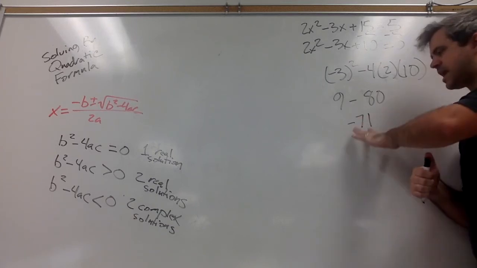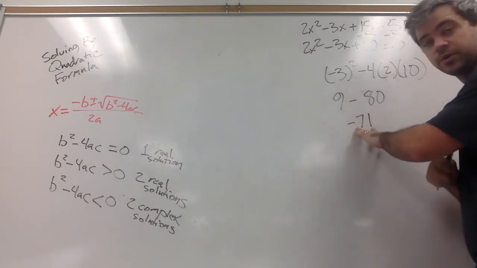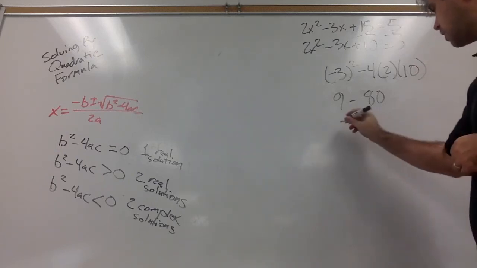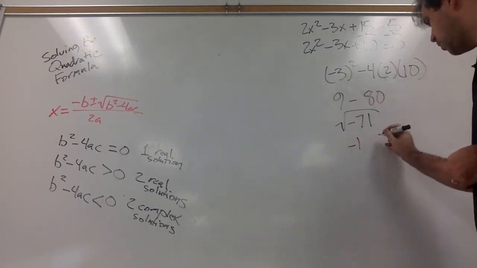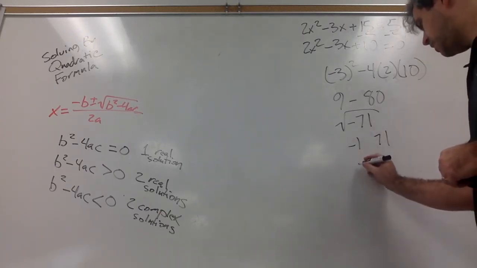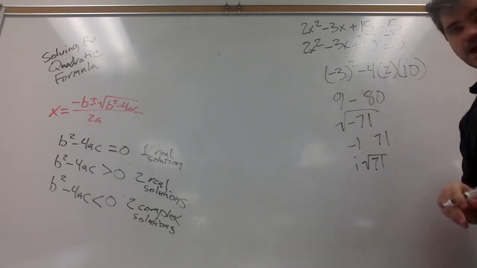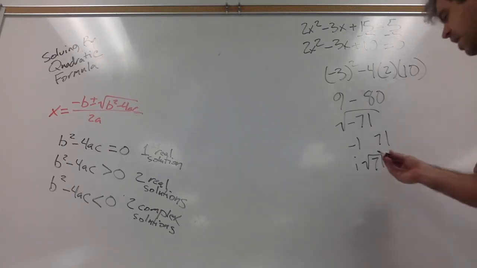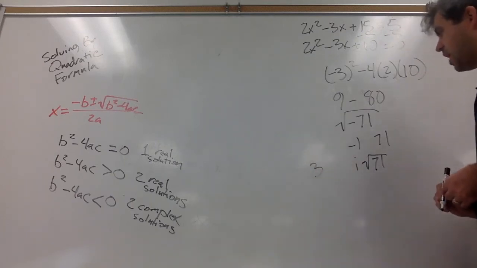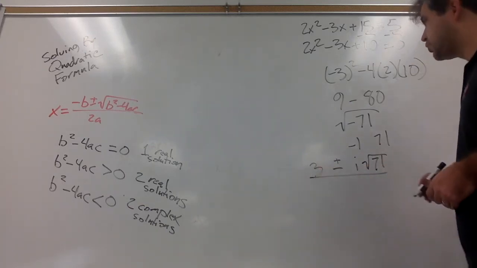Now, negative 71. Because we are going to be taking the square root of a negative, we know we're going to wind up with two complex solutions. So we take the square root, we get negative 1 times 71. I believe 71 is prime. So this is just going to be i times square root of 71. And now we can shove the rest of the equation in here. Negative b, so negative negative 3, plus or minus all of this, all over 2 times 2.